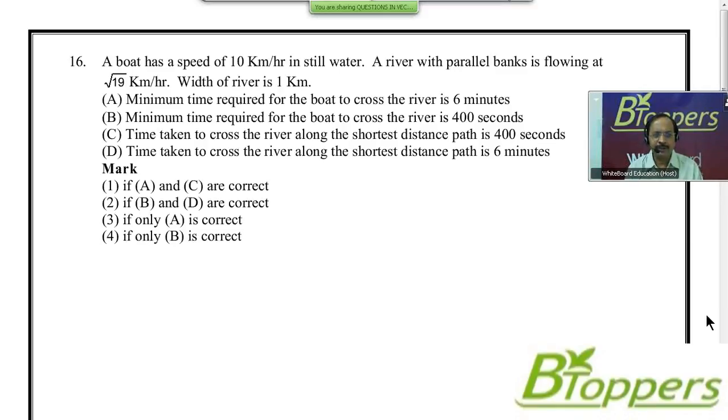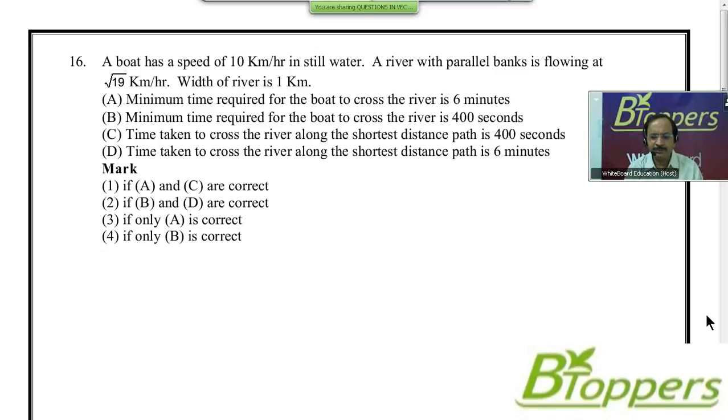Out of these statements, you have to mark the first option if statements A and C are correct. Second option, you have to mark the second option as the answer if statements B and D are correct. You have to mark option 3 if only A is correct. You have to mark option 4 if only B is correct.